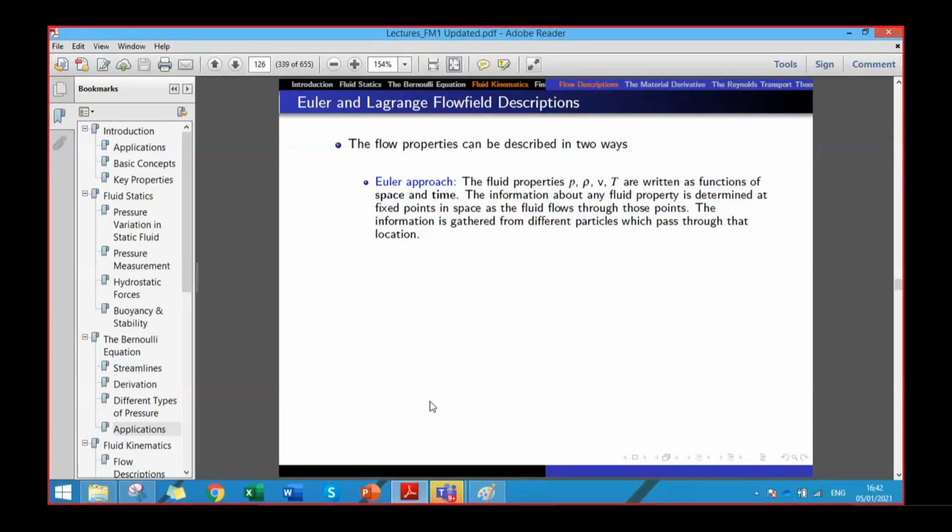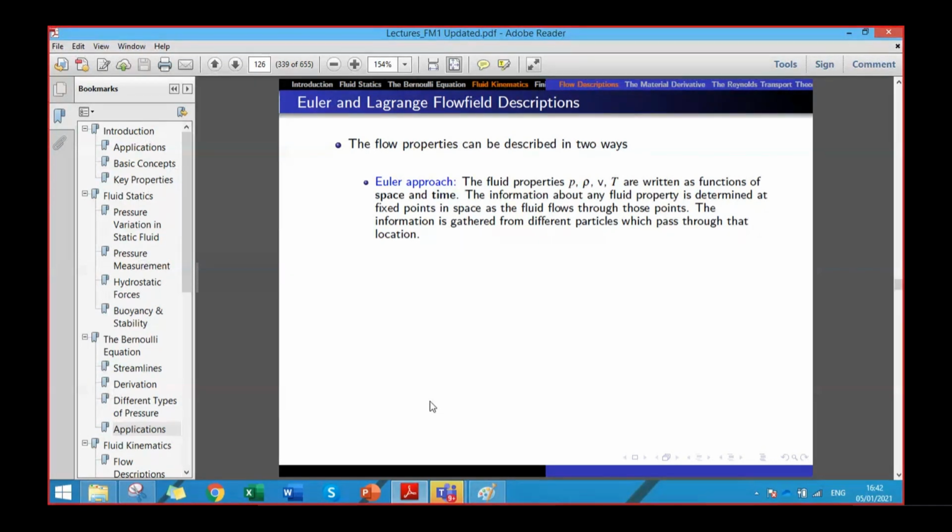If you want to determine any fluid property at any point, you fix the points in the space as fluid flows through the point, and the information is gathered from different particles passing through that location. This is called the Euler approach.